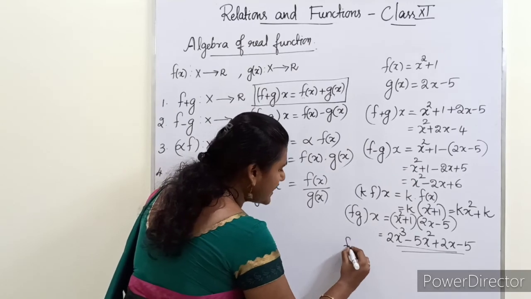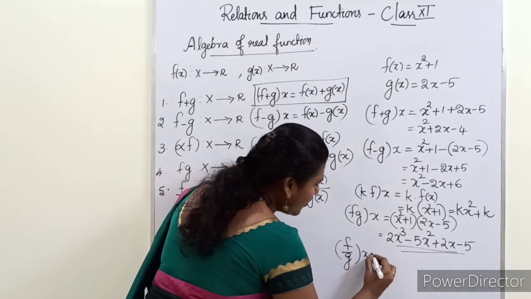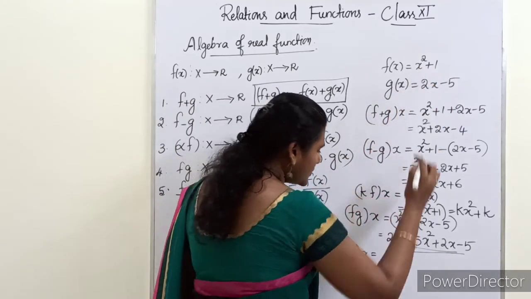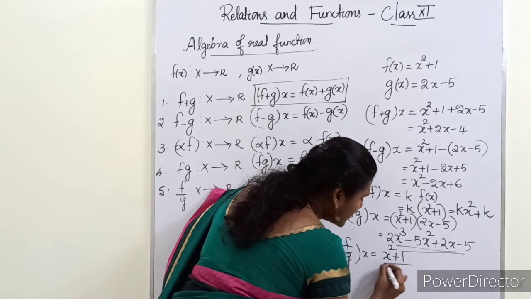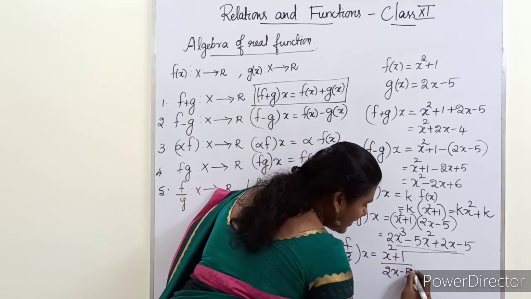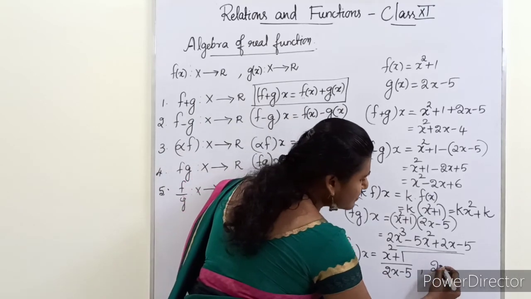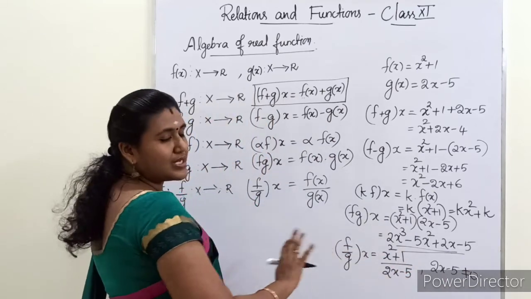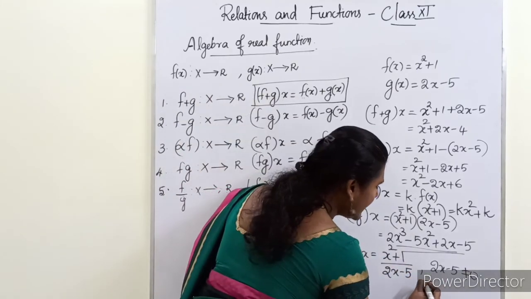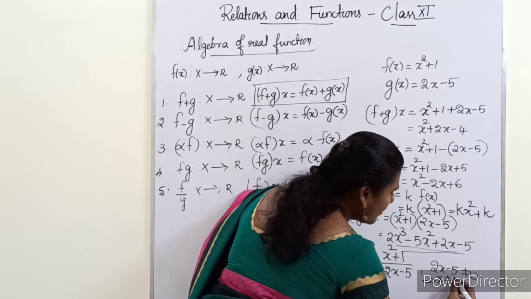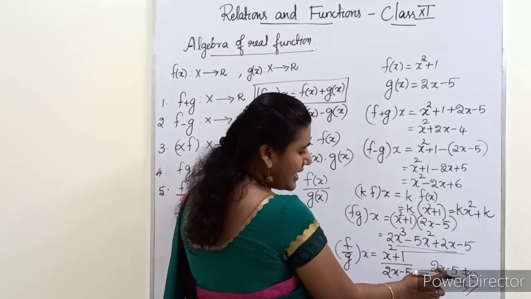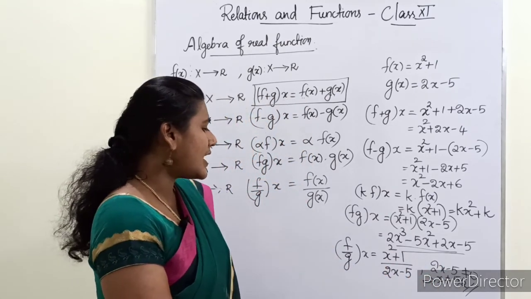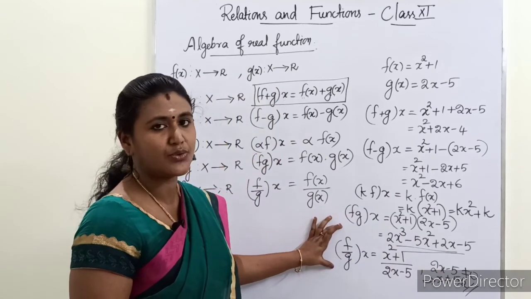Now division, that is (f by g)(x) equals f(x) by g(x). This is the formula. We simply divide these two functions, x square plus 1 by 2x minus 5. Here one important thing: 2x minus 5 should not be equal to 0. If it becomes 0, then the function is not defined. We can say that x should not be equal to 5 by 2, because if x is 5 by 2, the denominator will become 0. This condition you also have to write when you divide two real functions.